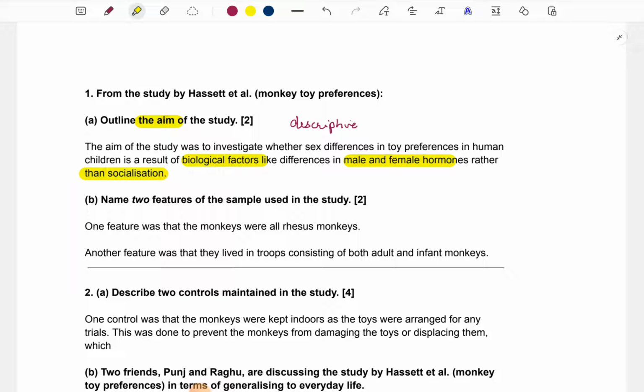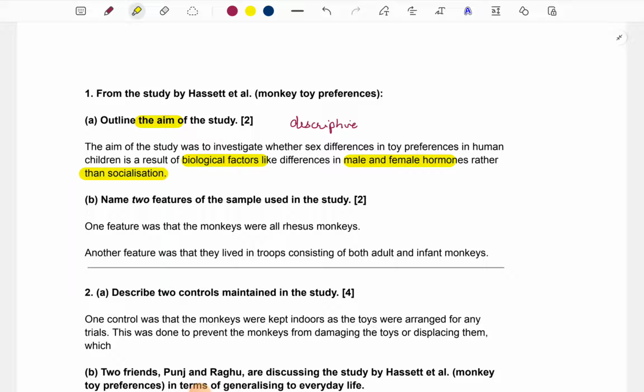In the aim, we always talk about why a study is being done. So the study was not being done for the monkeys' sake. The researchers in psychology were never interested in animal behavior. With the help of animals, we want to understand human behavior. So the target is always humans. So always speak in those terms, even for animal studies. Okay, that is all I can advise for the aim of this study. Let's come to the next question.